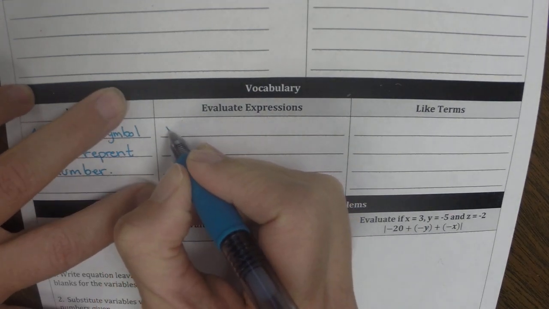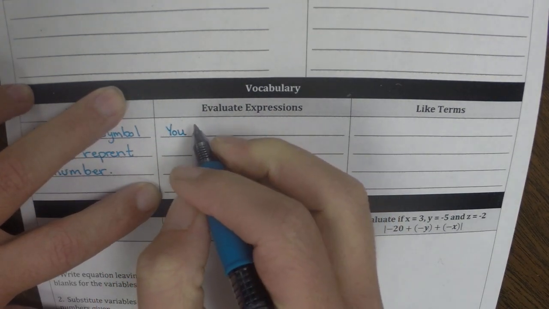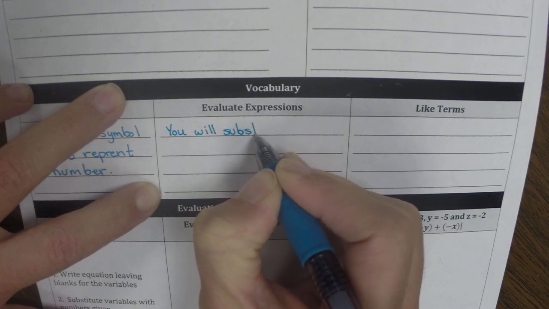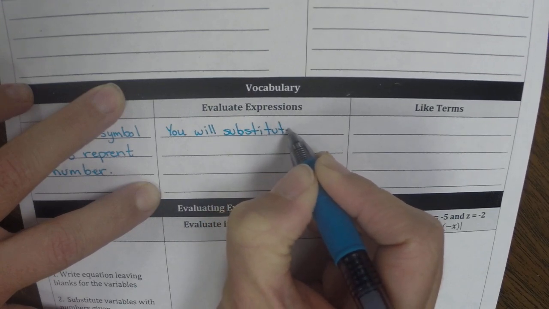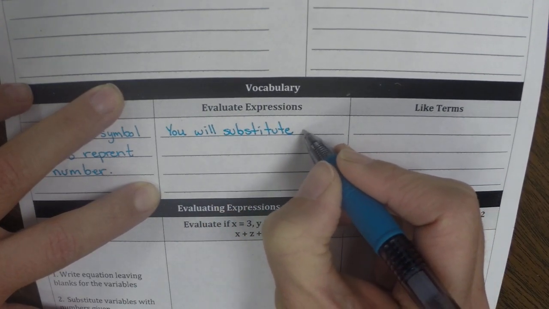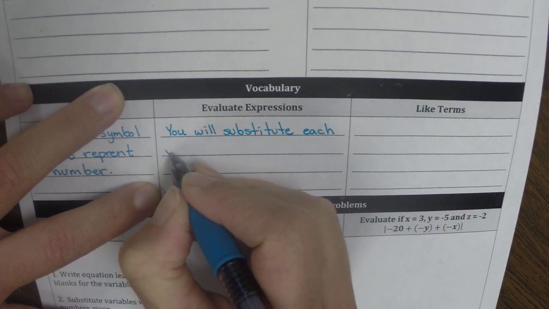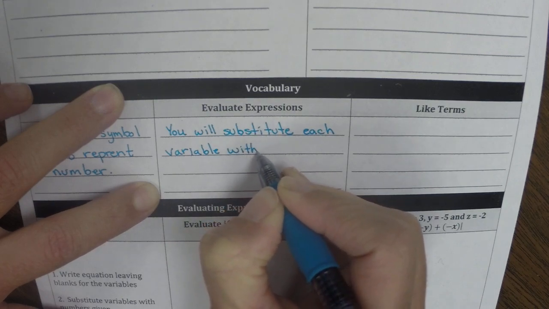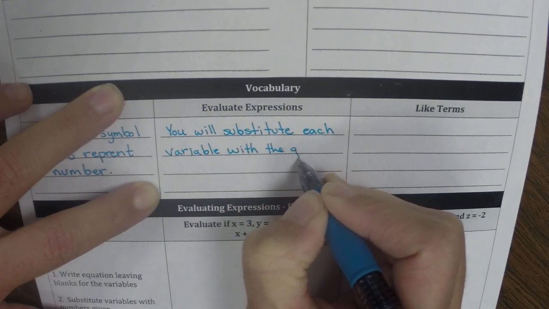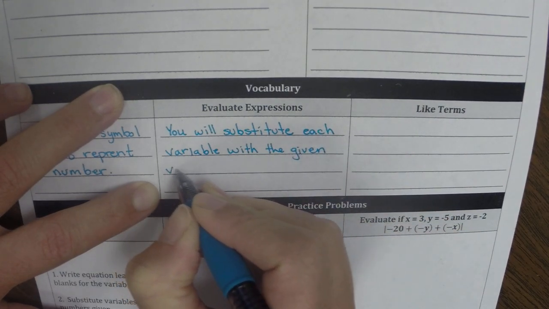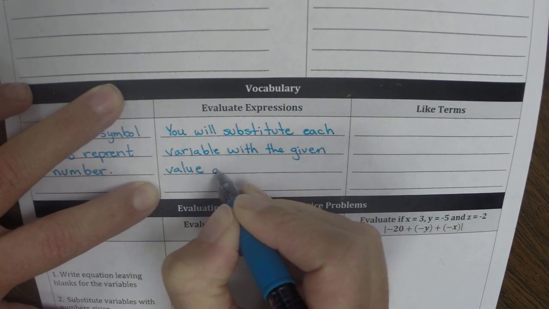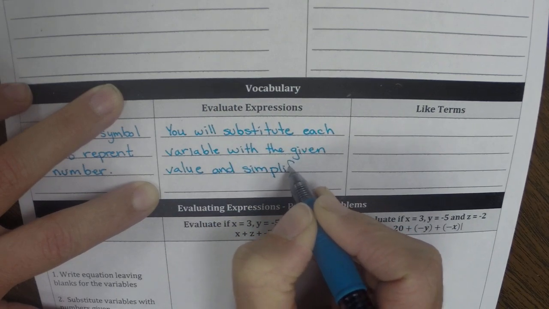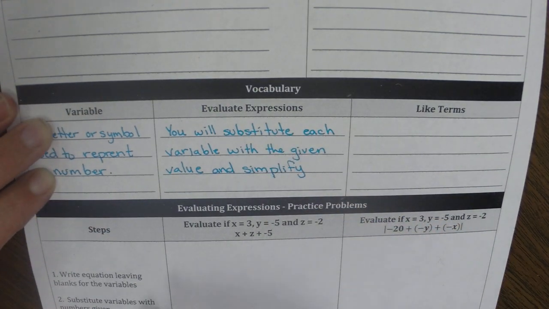So we would say, to evaluate an expression, you will substitute, and again that's just a fancy word that means replace. So we're going to substitute or replace each variable with the given value and then simplify. And we'll run through what that means down here at the bottom.